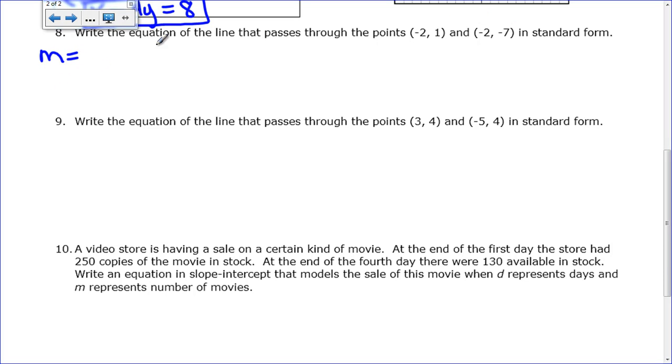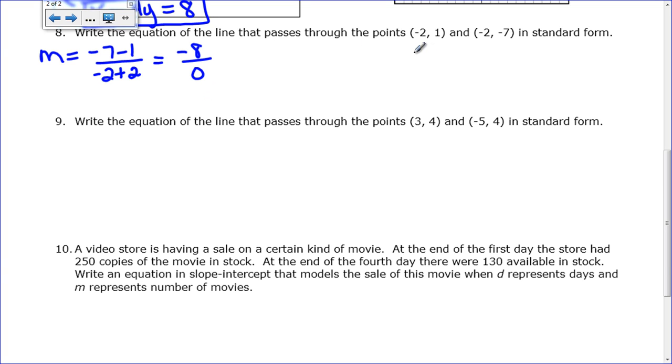So the change in y is going to be -7 minus 1 over change in x is -2 minus -2, which is -2 plus 2. And so when I do this problem, I get -8 over 0. Well, this is undefined. If you try to divide by 0 on your calculator, it's going to tell you there's an error because we cannot take something and divide it into nothing.